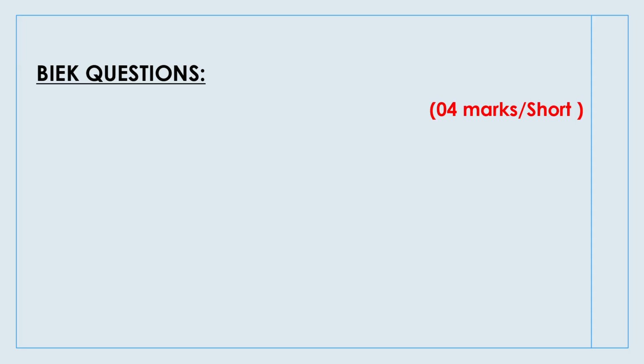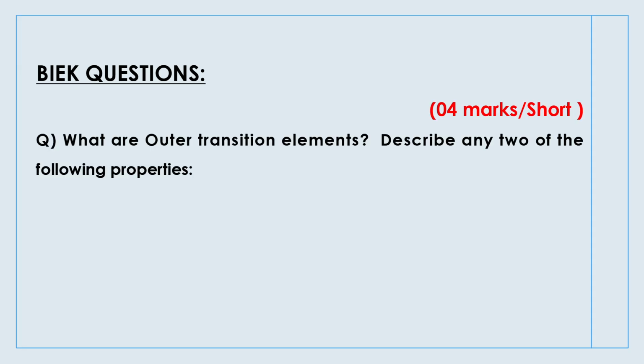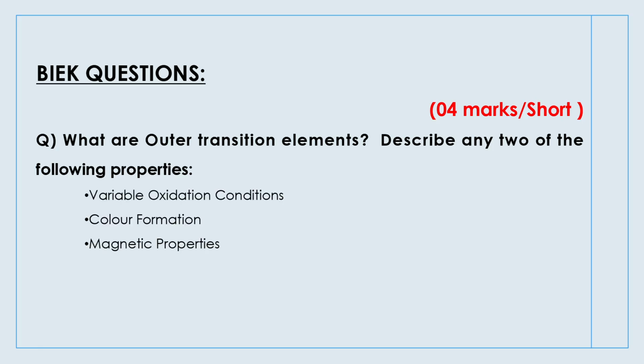You also get a short question in such a way in which they ask you what are outer transition elements? Describe any 2 of the following properties. So first you will describe the outer transition elements. And what are outer transition elements? These are those elements which have their valence electron or outermost electron in the d orbital. Now it says describe 2 of the following properties.